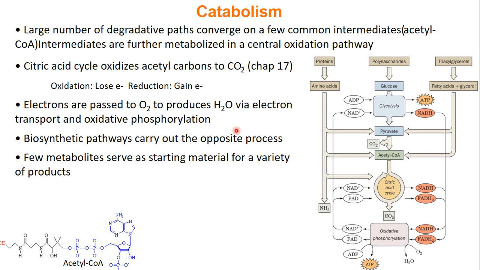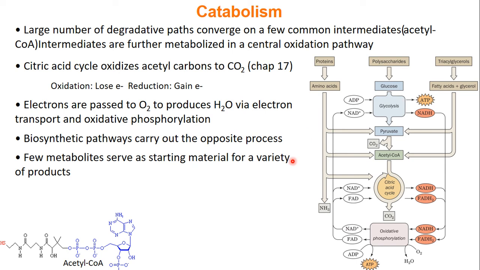So in our cells, eventually our electrons are passed to oxygen. These electrons will make water via the electron transport chain and oxidative phosphorylation. So that's why we need to breathe in oxygen. We use it as our final step in getting energy. When you talk about biosynthetic pathways, they do the exact opposite of your catabolic pathways. It's just running in reverse, more or less.